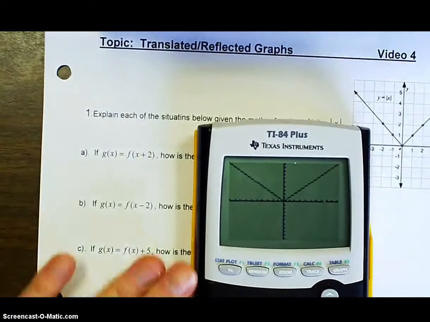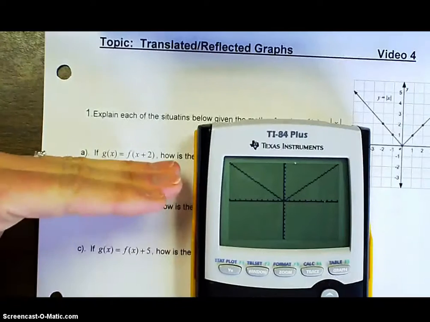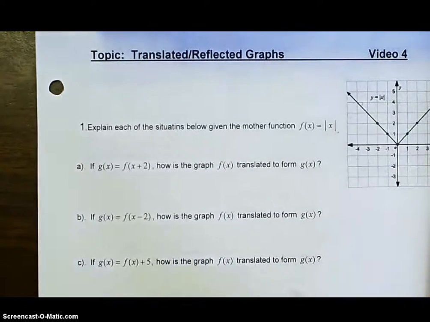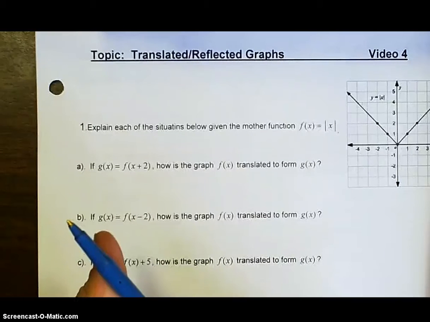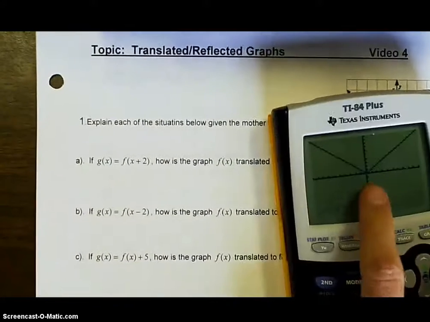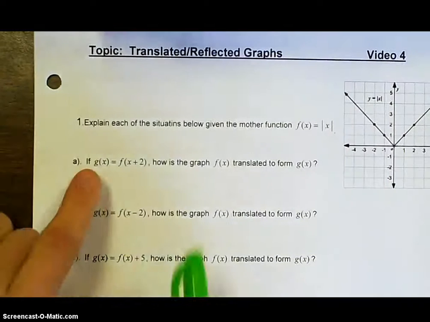Okay, so this is going to be my parent function, my mother function, my base function. Let's put that off to the side. All right, so what we're going to do, first we're going to change the equation, which I like to call manipulating the equation. And then we're going to look to see how it affects the picture on the graph. Okay, so let's take a look here.